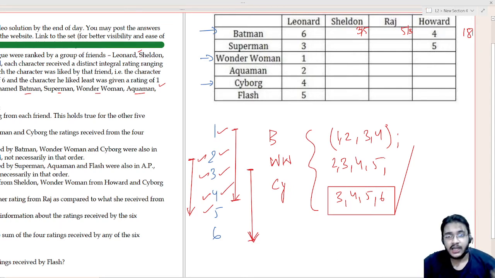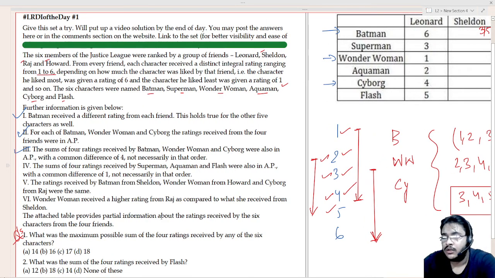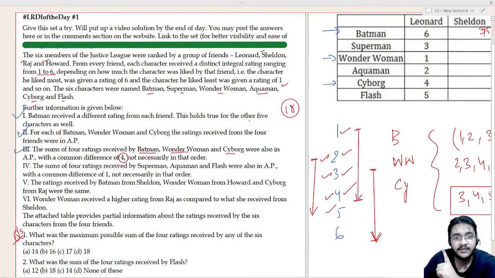Now let me read out the other conditions, because I cannot do anything more than this. I can jot down the numbers, I can try out some conditions, but I don't know how other conditions could violate some of our efforts in this. So let me read out the conditions now. Now what they are saying is the sum of the 4 ratings received by Batman, Wonder Woman and Cyborg are also in AP with a common difference of 4. Also please remember, one of the numbers I have already received as 18. But not necessarily in that order.